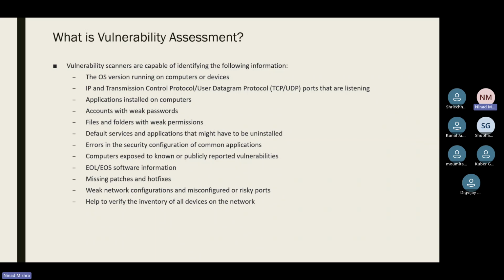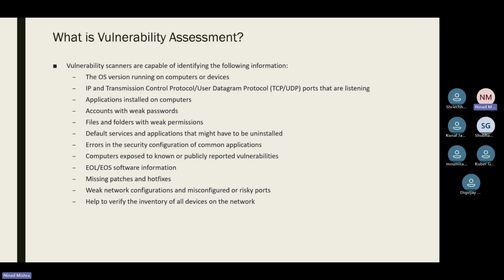Then, errors in the security configurations of common applications. So it may also identify the error. As I told you, if any application is using some code that does not have the basic parameters, which will probably result in exploiting the SQL injection threat, then it is important for the organization to know about these errors, and this needs to be fixed. This is done by the VA.